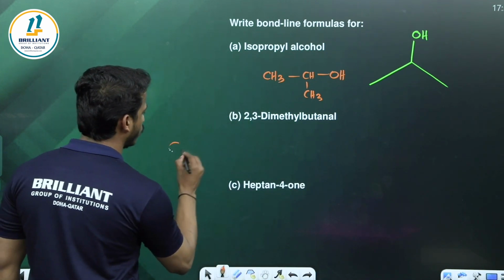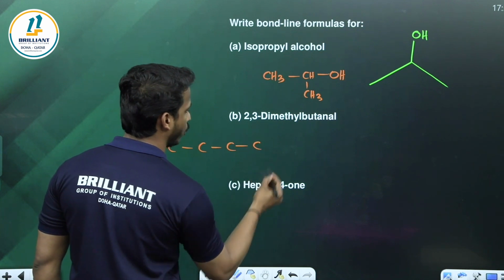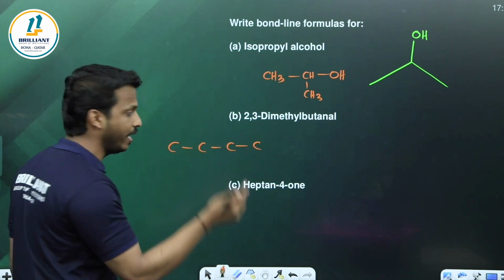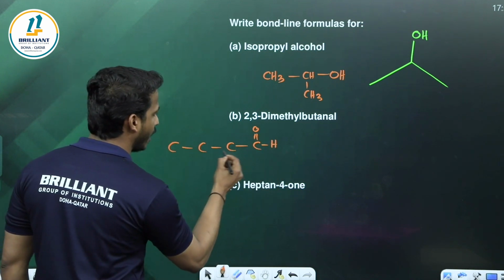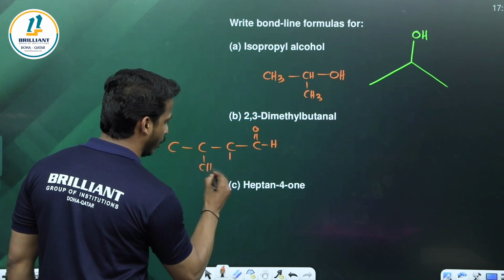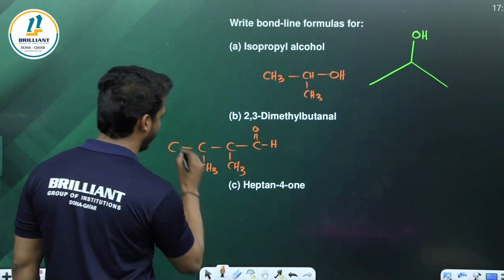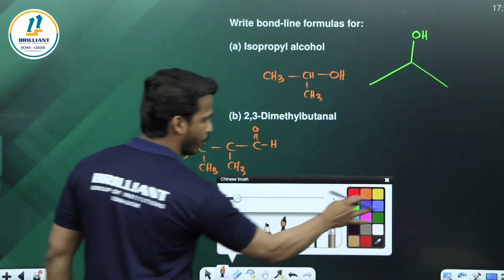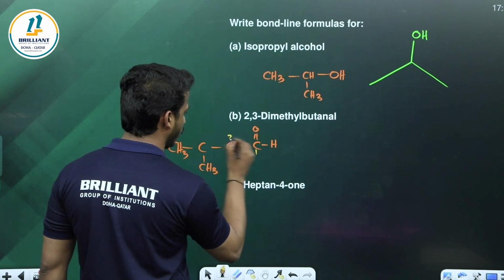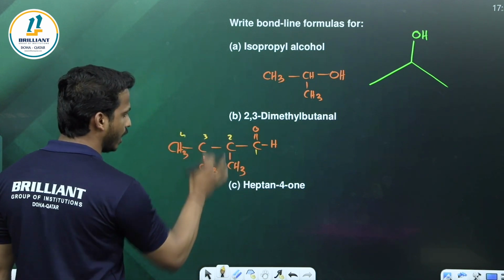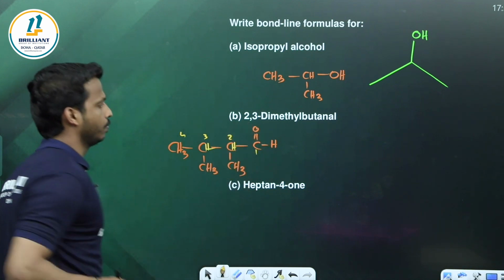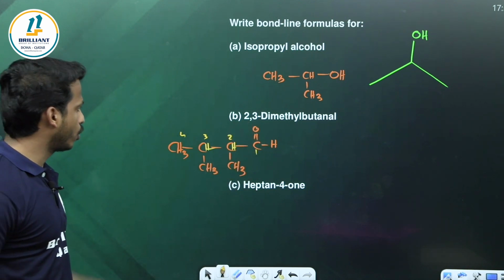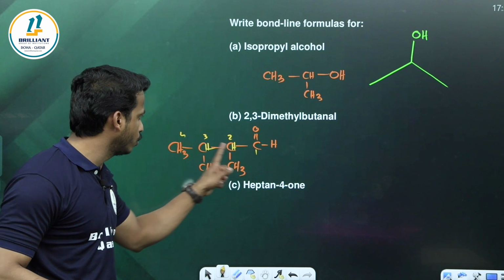What is 2,3-dimethyl butanal? Butanal means, we know, butanal is an aldehyde, right? So one carbon is the aldehyde, CHO. At the second and third positions there is a methyl group. So 2,3-dimethyl, right? This is the carbon numbering 1, 2, 3, 4. Let me write the valency here, CH. Okay, how to draw, dear all? In the main chain, 1, 2, 3, 4.